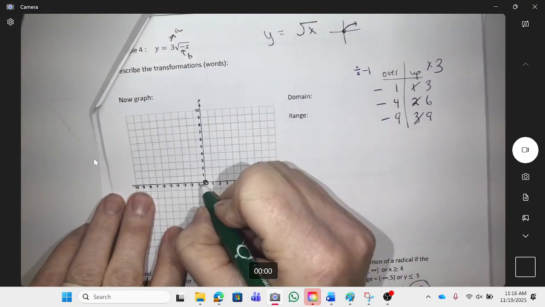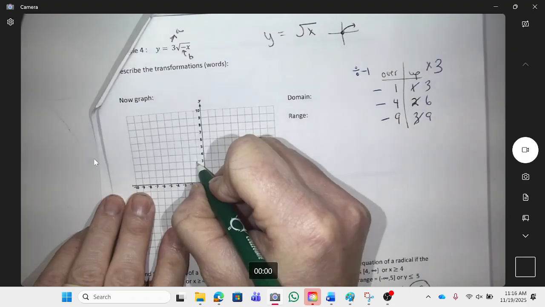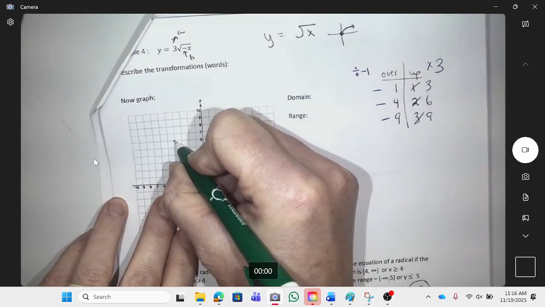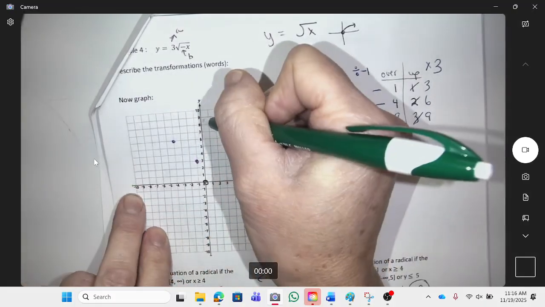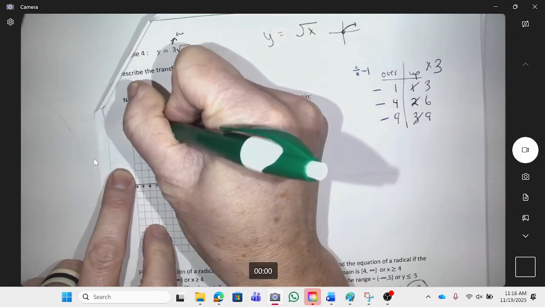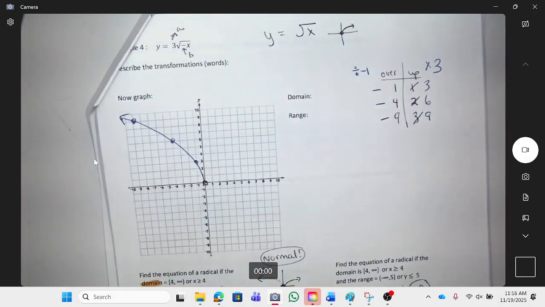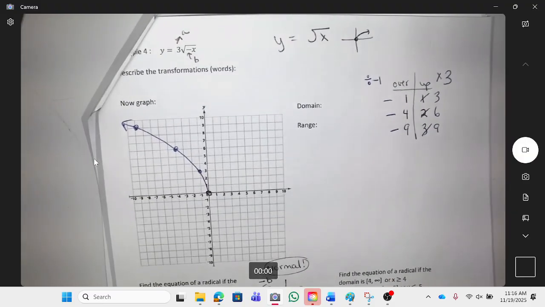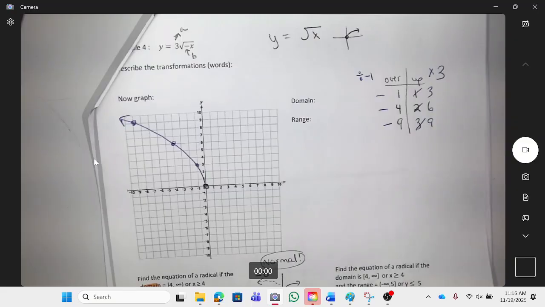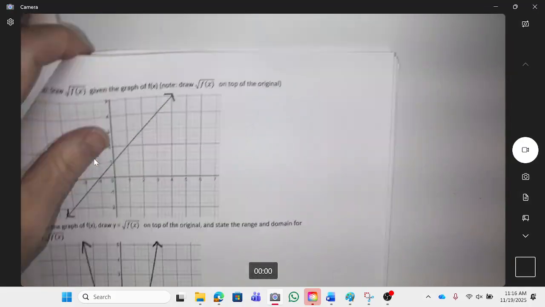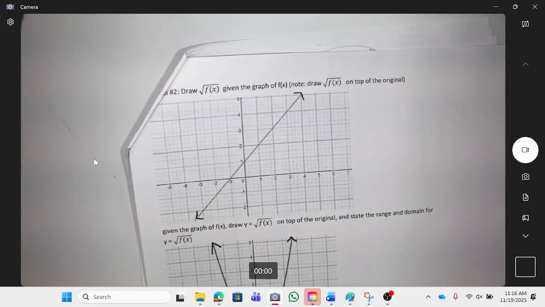So I'm going to go left 1, up 3, left 4, up 6. Okay, so obviously you can see a reflection and a vertical stretch if you could physically think about those things. And we did lots of practice with domain and range yesterday. Okay, so flipping. So this is new.